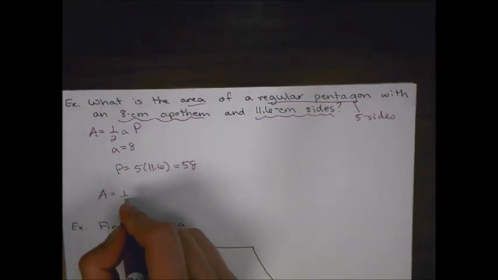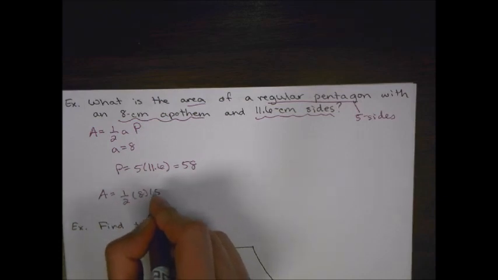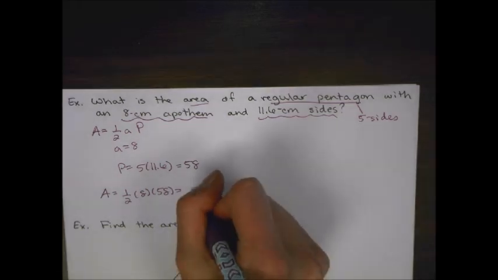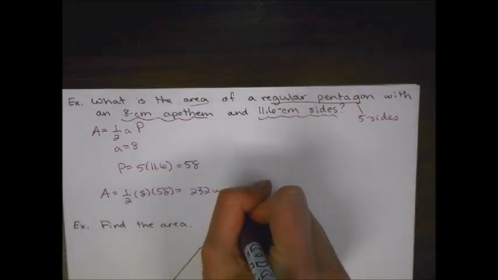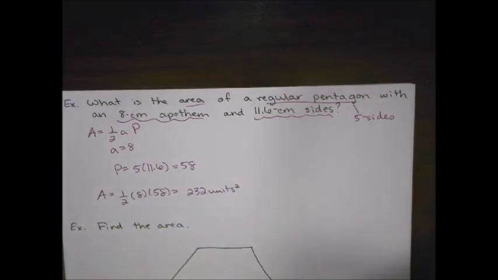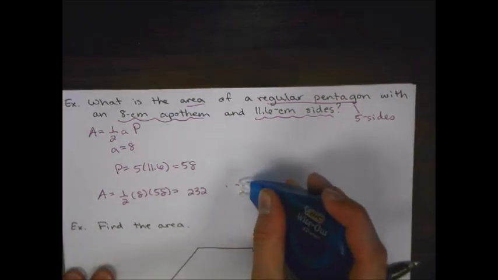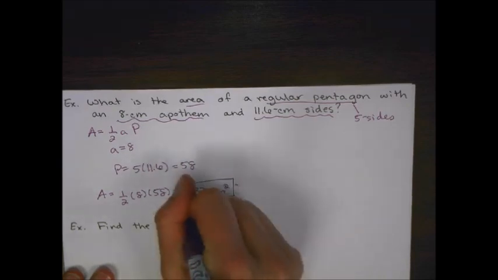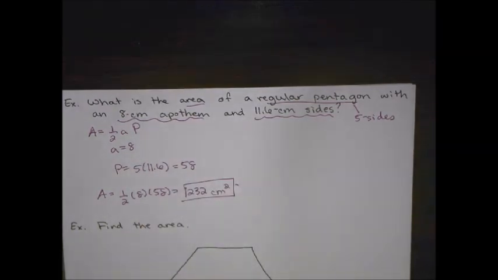A equals 1/2. 8 times 58. My area is 232 units. Oh, nope, they gave me units. Centimeters squared. It's not always going to be that easy. They're not always going to give us right away the apothem and the sides.